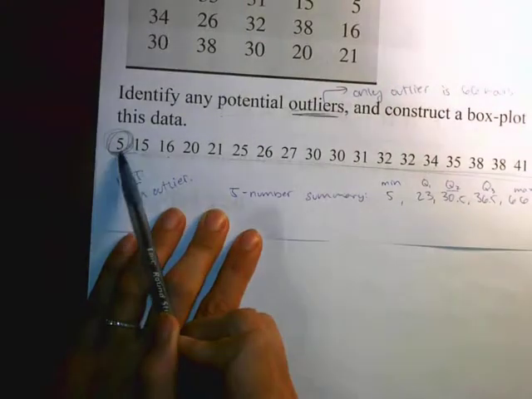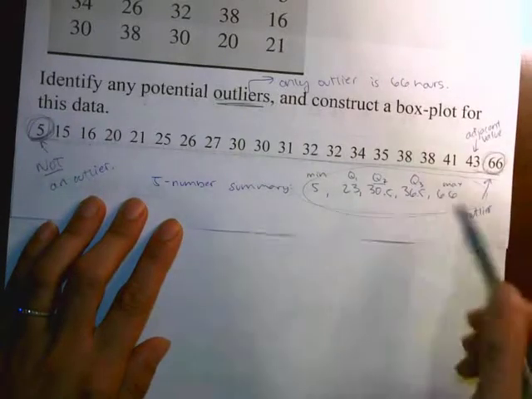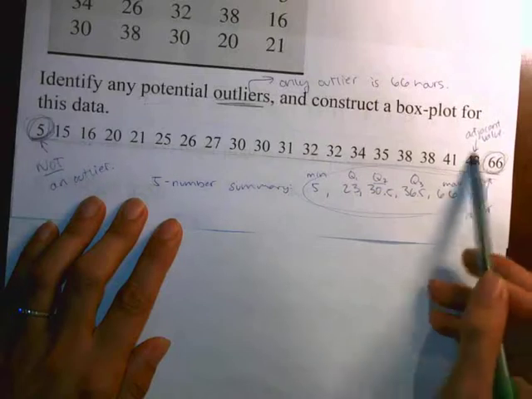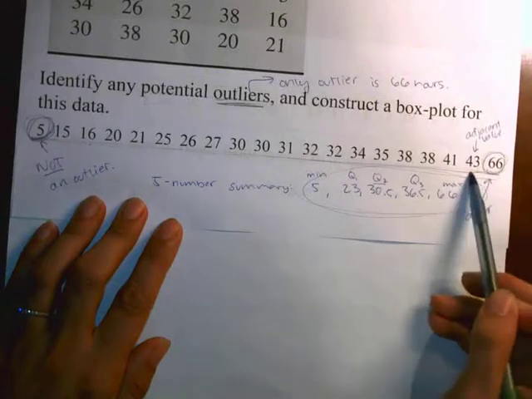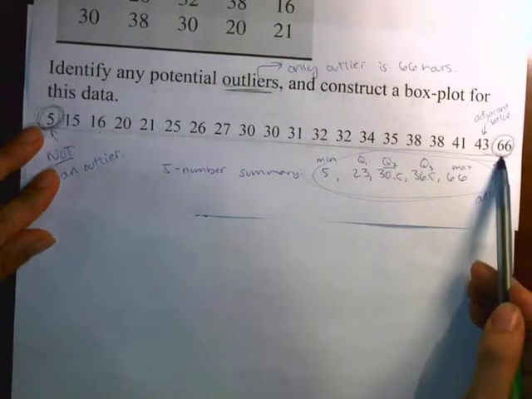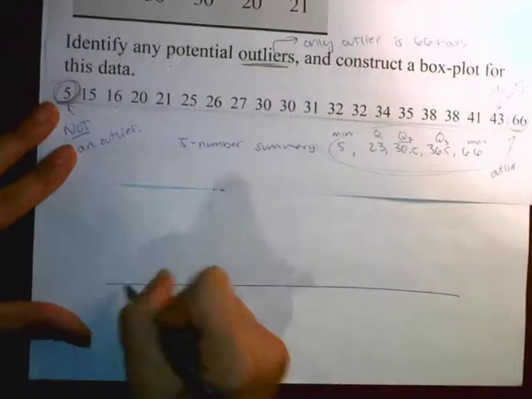Down here, we're not going to need any adjacent values, and I'll explain what I mean by that in a minute. So we have our 5-number summary, which is these 5 numbers, and the other number that is going to matter to us for constructing this box plot is 43, this adjacent value. So let's draw a number line that goes all the way from 5 up to 66, and that's what we're going to use for our box plot.